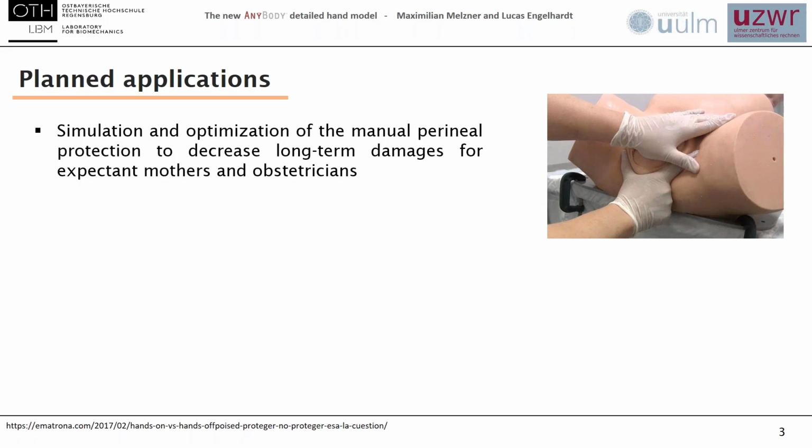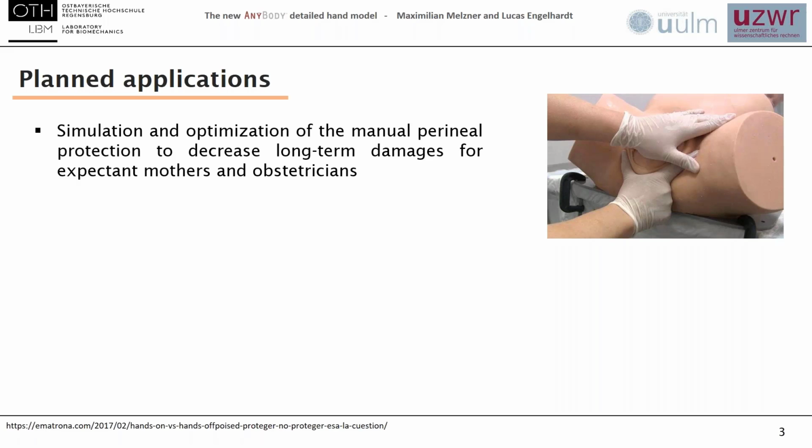So for us, the laboratory here in Regensburg is because we wanted to simulate and optimize the manual perineal protection. This is a particular kind of hand movement performed by obstetricians in order to reduce the expectant mother's damages while giving birth. Looking at the current situation, we see that about 2/3 of all babies are born naturally. But still, in up to 9% of these deliveries, mothers suffered from long-term damages. And the mentioned manual perineal protection is one way to reduce such a risk of injuries, up to 90%.